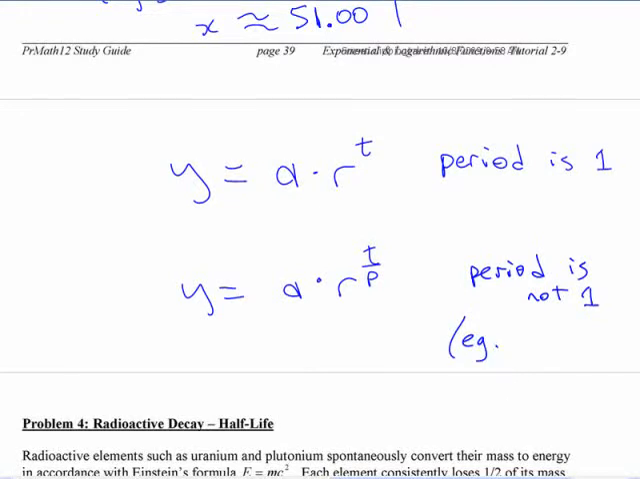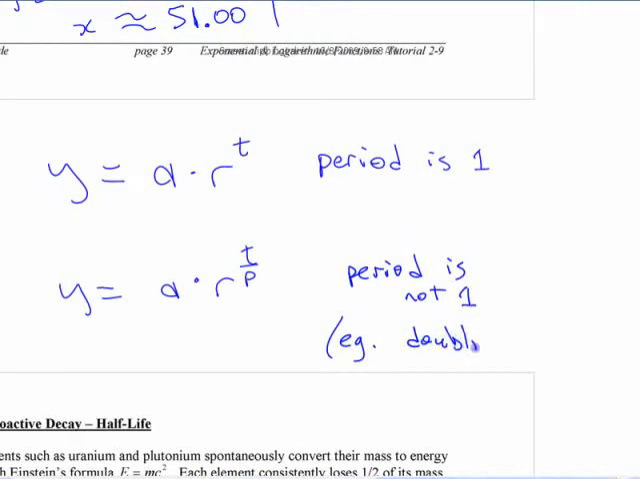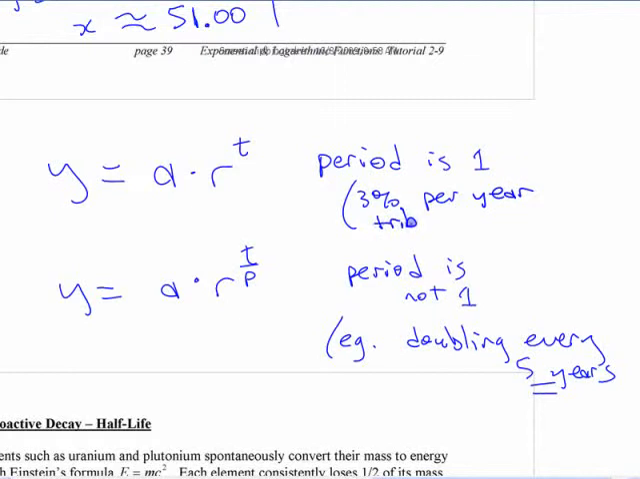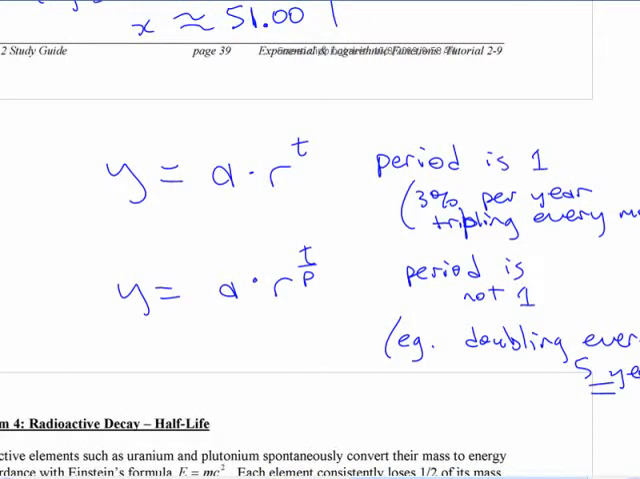For example, it's doubling every 5 years, like that question, right? The period is something different. Here, the period is 1, it means like 3% per year or tripling every year, or month, whatever the unit of time is. If the rate is being applied every 1 unit of time, you don't need to bother putting that thing underneath there. You could, it's just going to say 1, and that won't change anything. But just realize that there's those two, not different, but related situations that we have to deal with here.